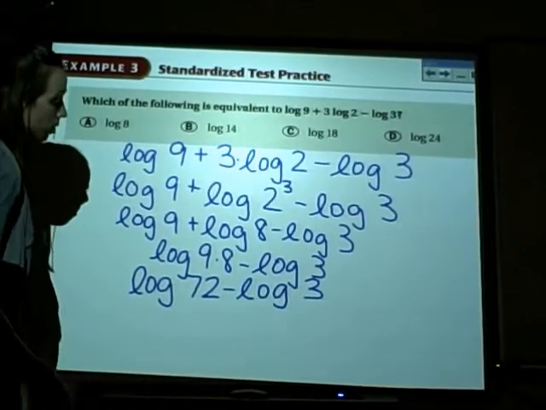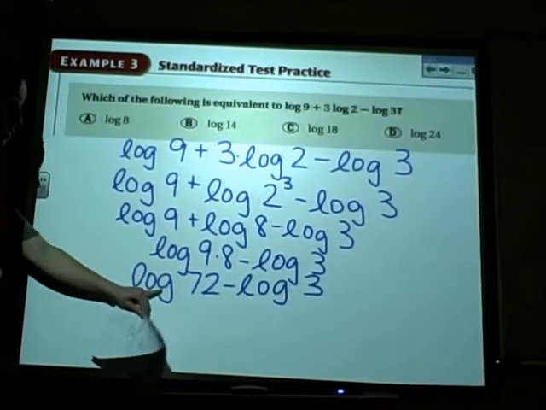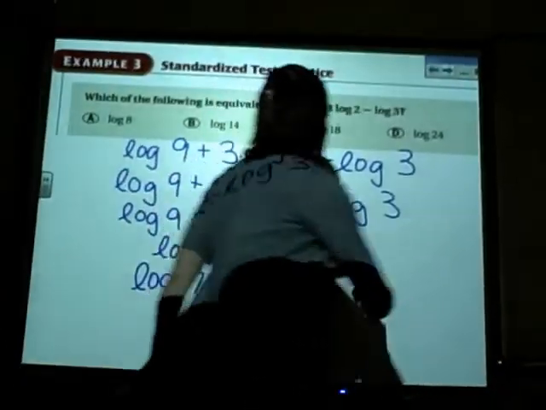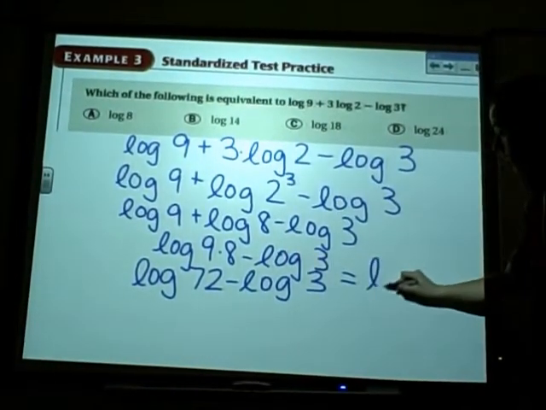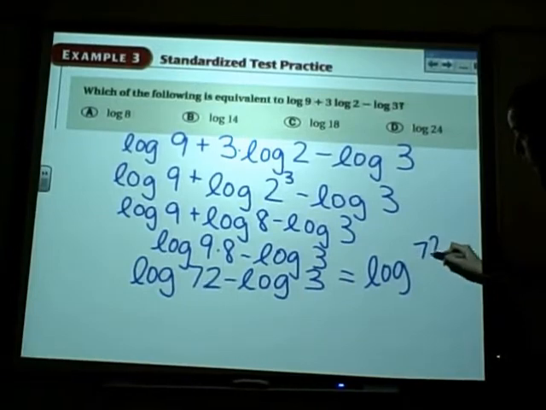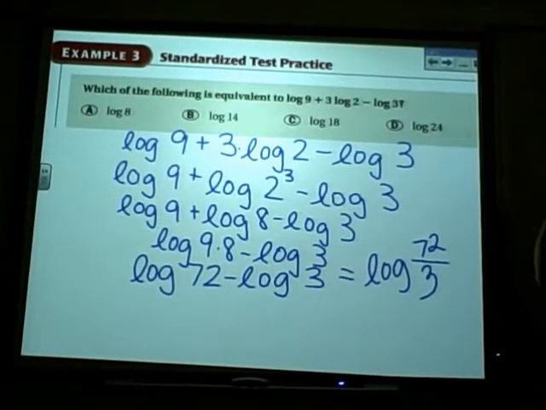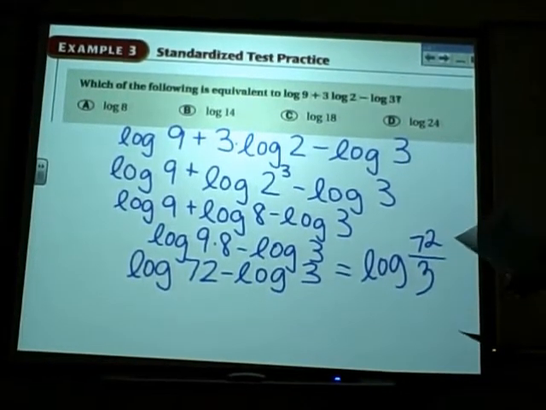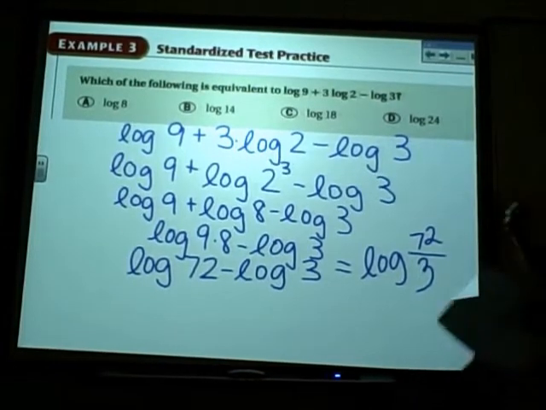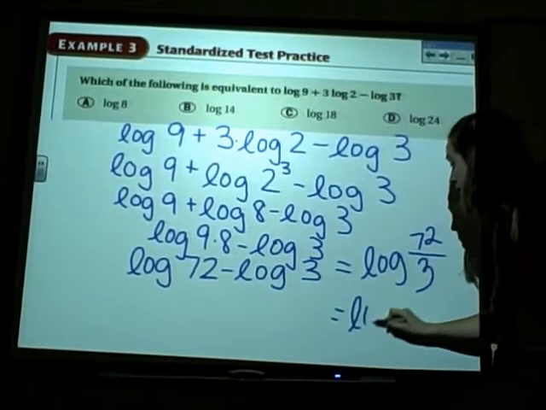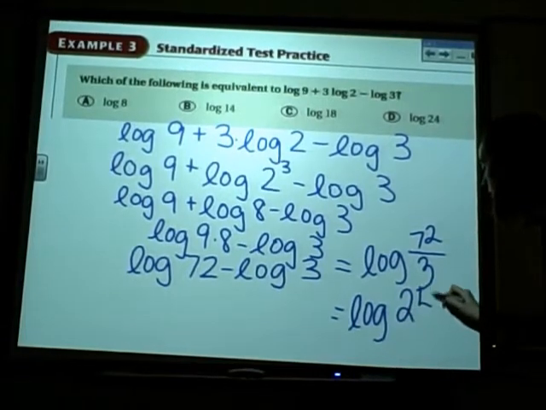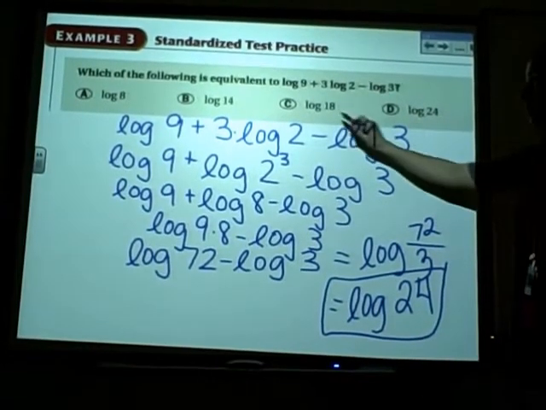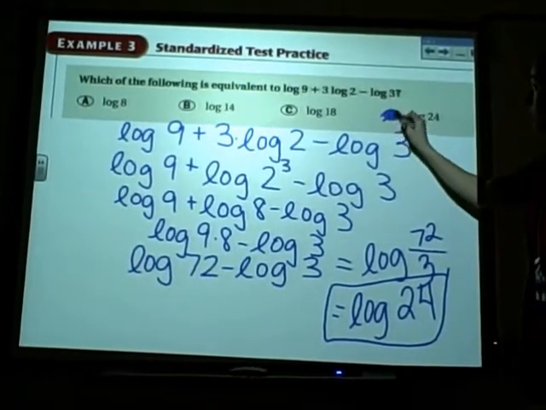The very last thing I'll notice is I have same bases, and I'm subtracting. That goes with our quotient rule. I'm going to rewrite this into the log of 72 divided by 3. And we're working backwards here. We're using those log rules. 72 divided by 3 is 24. So we go log of 24. And you don't have to evaluate it. You could, but all of our choices involve a log. So we see that our answer is D.